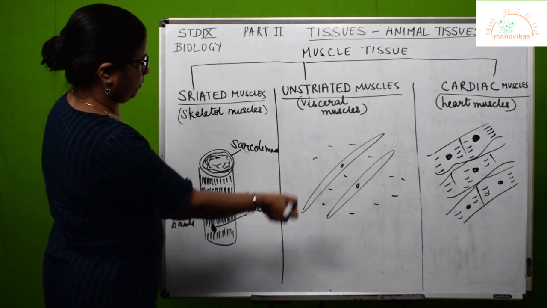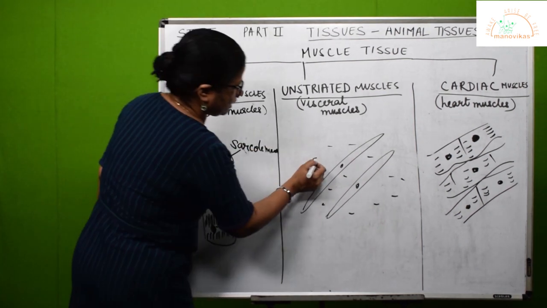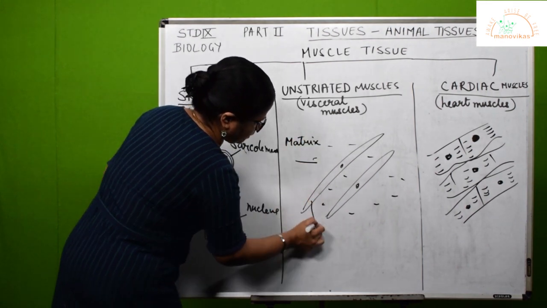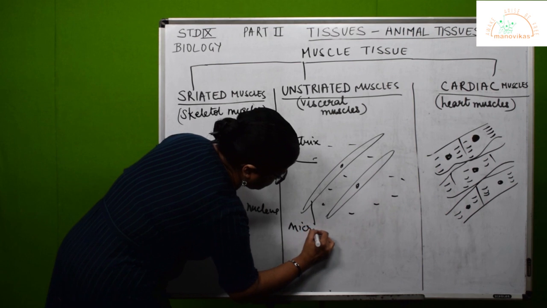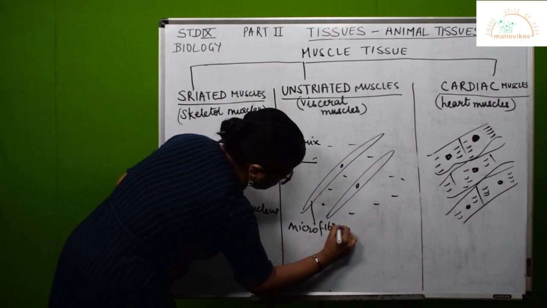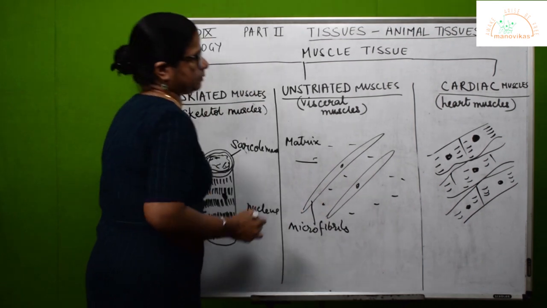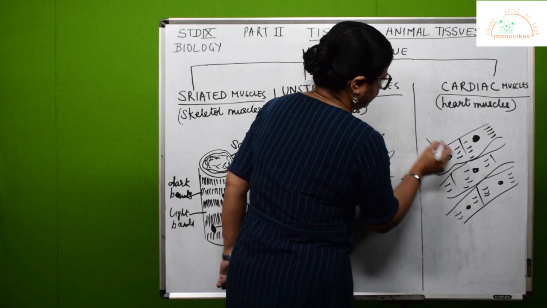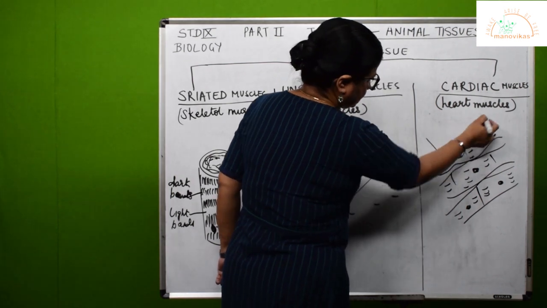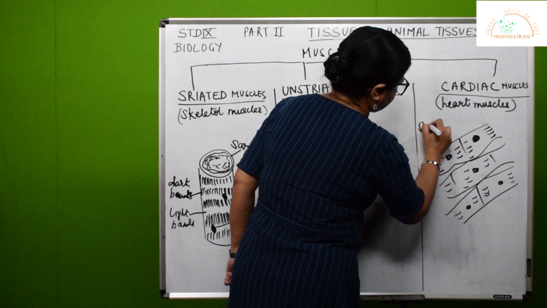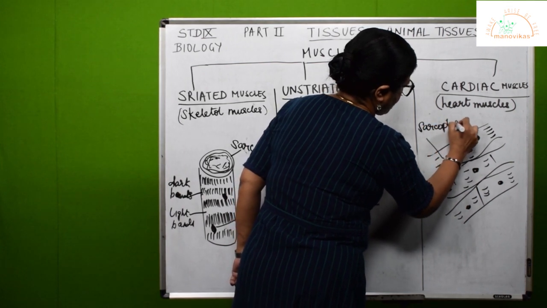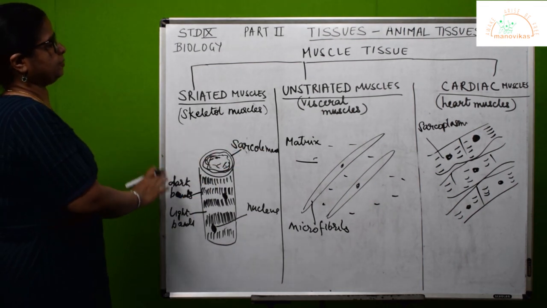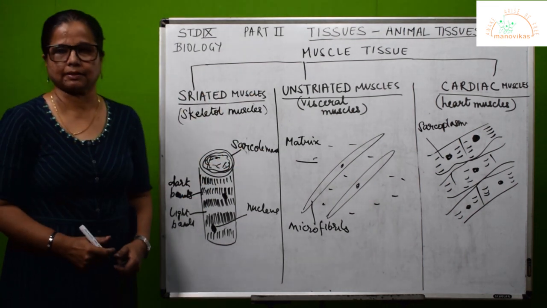Now, if we look at the unstriated muscles, see, spindle shaped. This is the matrix. These are the microfibrils. Fibrils with its nucleus. Look at the cardiac muscles, again striated. You can see light and dark bands. Inside will be the sarcolemma, and the sarcoplasm. So, this is a comparative diagram of all the three kinds of muscles, striated, unstriated and cardiac muscles.